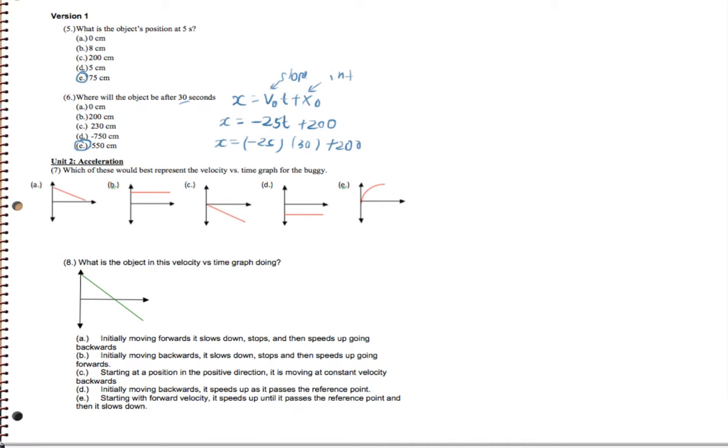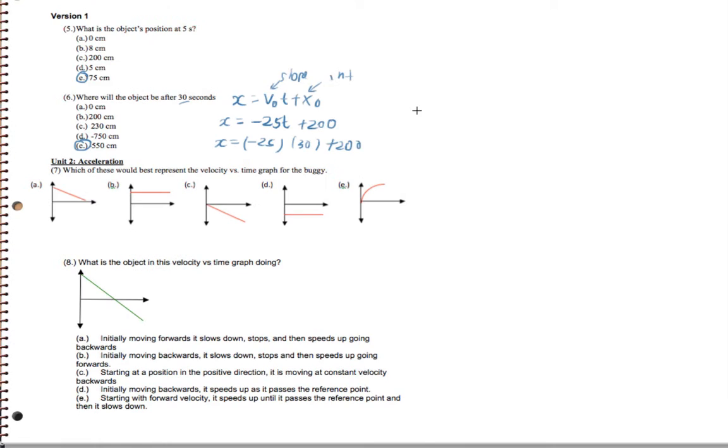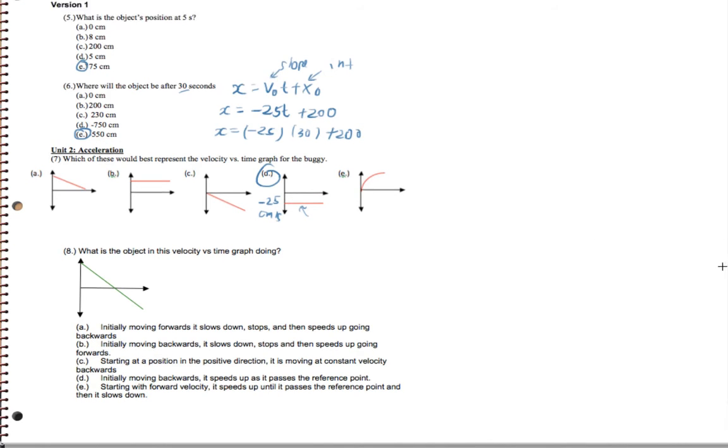All right, now for number 7, we want to know what would best represent the velocity versus time graph for the buggy. So here's the buggy graph, and notice we have a steady negative velocity. So if we were to plot the velocity versus time, we would end up getting a steady flat graph like this one here. And if we were to put a number here, this would be negative 25 centimeters per second. And it's choice D that's correct.